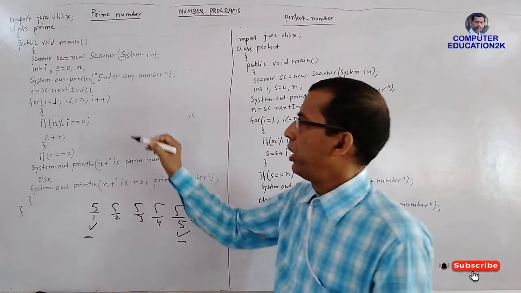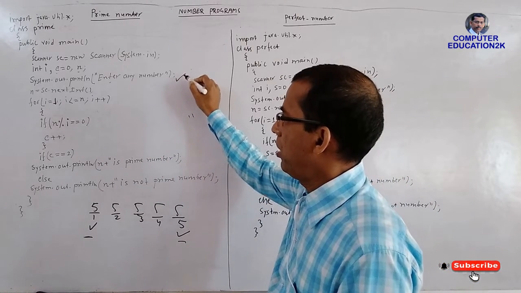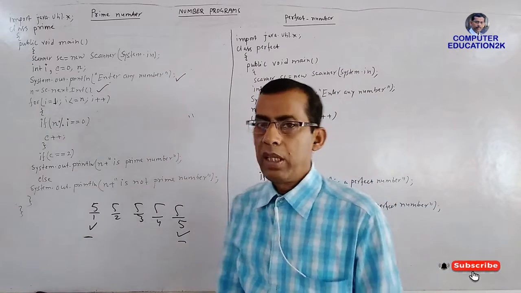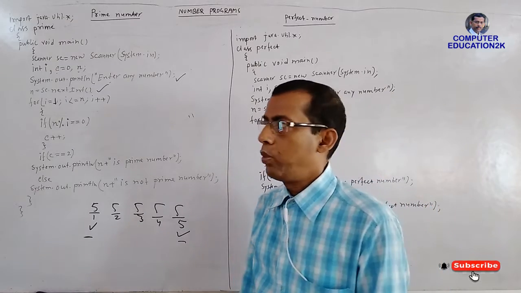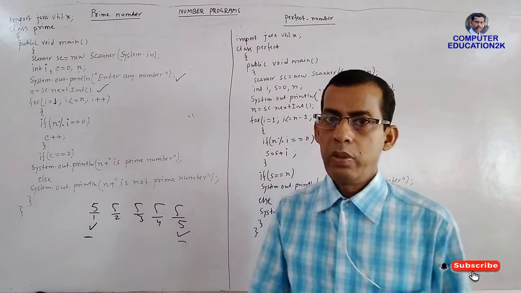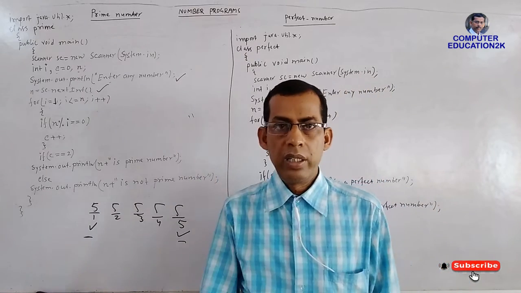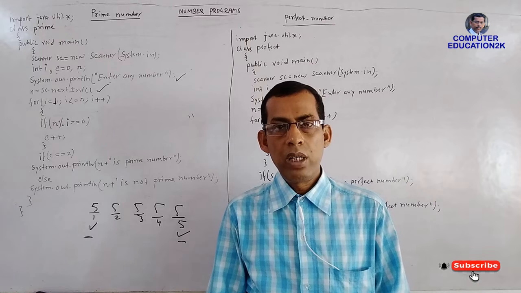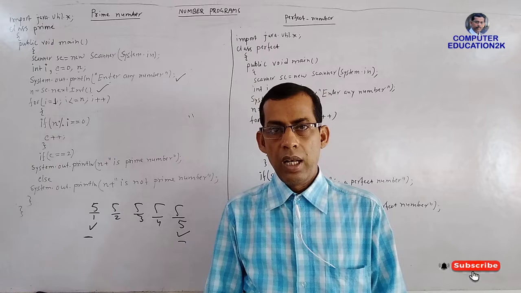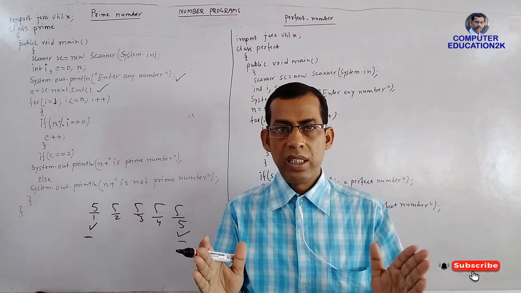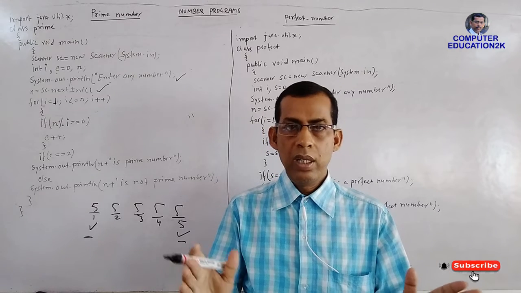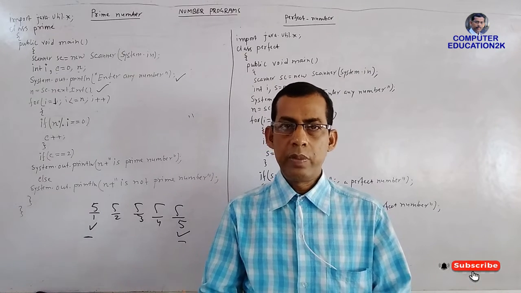Then I have given a message here, enter any number, and here the number is entered. Whatever number you enter, you have to divide that number from 1 to itself. Suppose the computer asks you to enter a number, and you enter 7. Then you have to divide 7 by 1, 7 by 2, 7 by 3, 7 by 4, 7 by 5, 7 by 6, 7 by 7. And you have to check where the number is getting divided. The number is getting divided in the first position by 1 and the last position by 7. So 7 is a prime number.